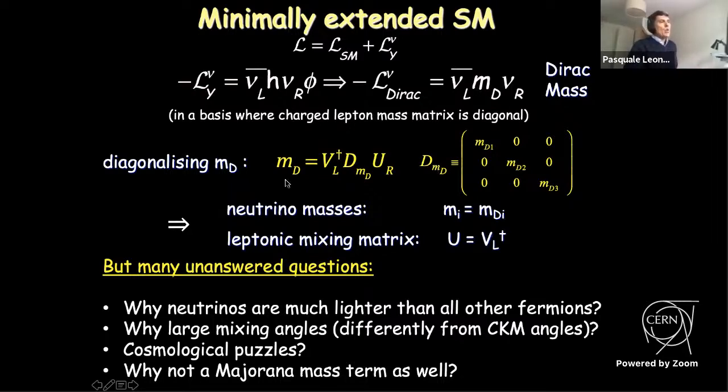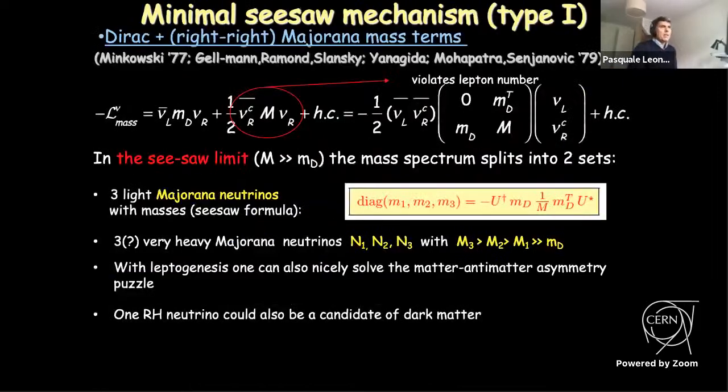But I will buy the simplicity principle that Gustavo was proposing and say that if you want to explain the light neutrino masses, and large mixing angles in the leptonic sector are large, and also importantly, if you want to address in a simple way cosmological puzzles, then the introduction of Majorana masses can essentially give you a simple picture where the lightness is given by the seesaw formula.